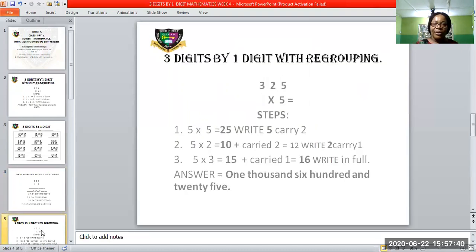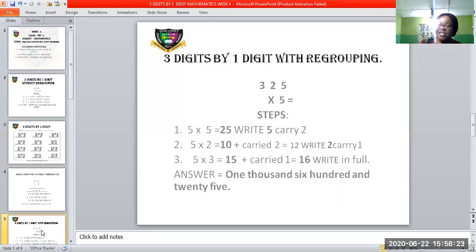Then we said, with regrouping means to carry, to rename. When you carry, you rename. When you rename, you regroup. These are words that you must understand from this point forward. Is that clear? So when we say 325 times 5, you say 5 times 5 is 25. You write 5. You carry 2. 5 times 2 is 10, plus 2 is 12. You write 2 and then you carry 1. Remember, 12 is the answer. Write 2 and carry 1.